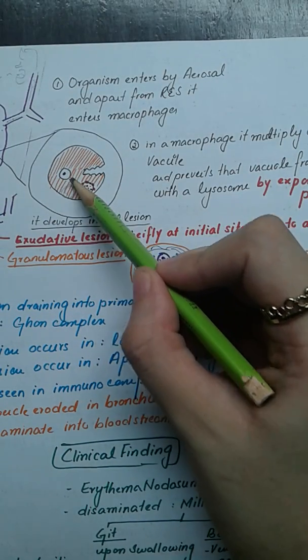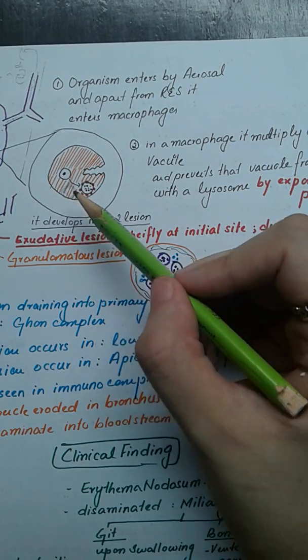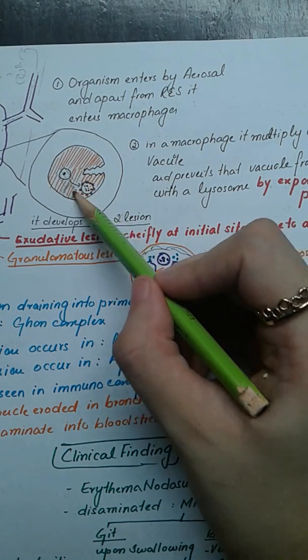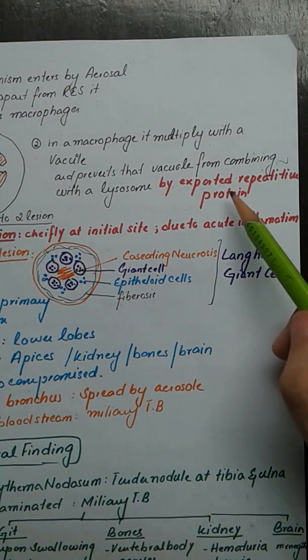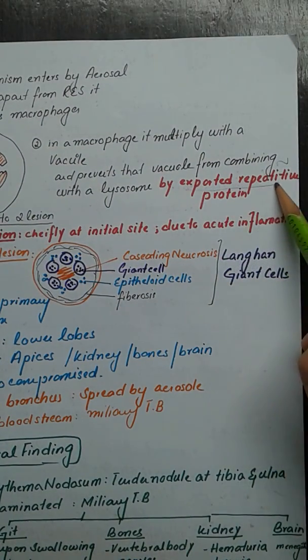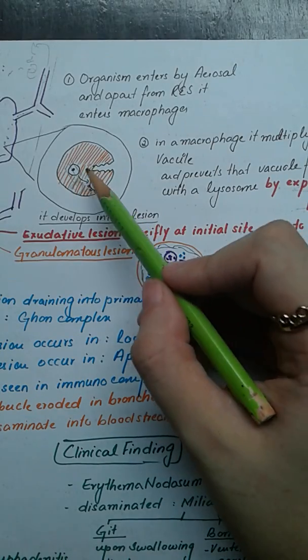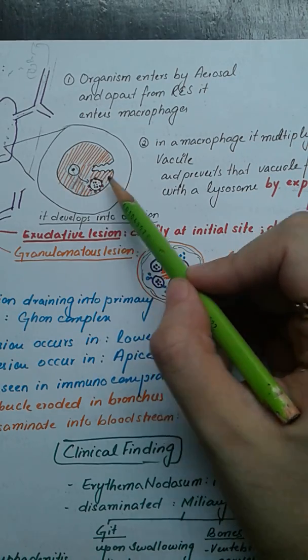Why does it not combine? Because it has a specific protein on its surface that tells the lysosome, go away, you're not coming near, you're not going to kill me. So what is this protein called? It is called exported repetitive proteins, which prevent the fusion. Hence this organism survives and replicates.